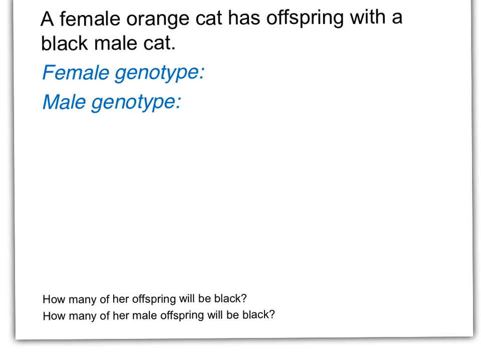Okay, let's do a problem. So I have a female orange cat, so she's orange, and she's female, so she's going to have 2 X's. And because orange and black are codominant, the only way she can be orange is if she has 2 orange alleles, so she'll have 2 X chromosomes with 2 R's. I have a male, and he's black, so he's going to have an X with a black allele, and a Y because he's a boy.